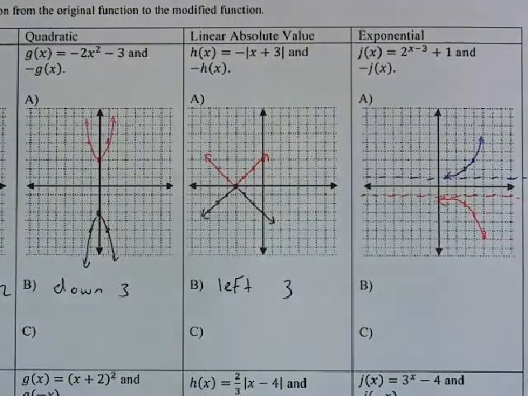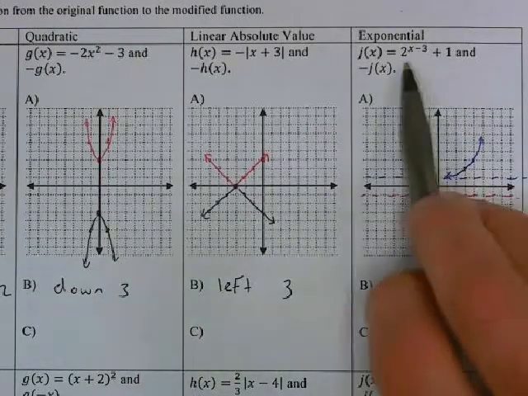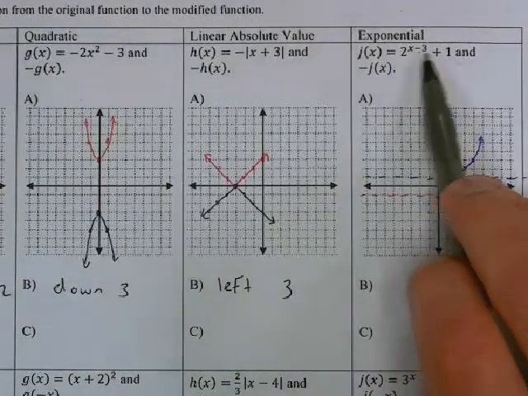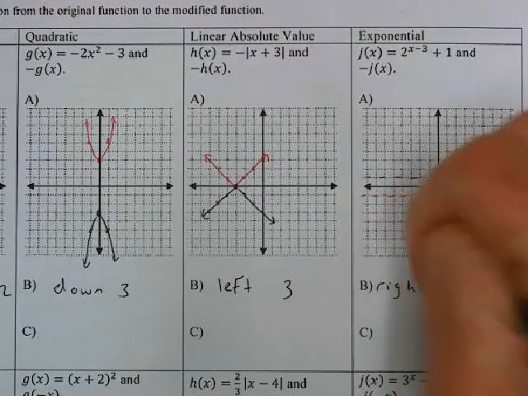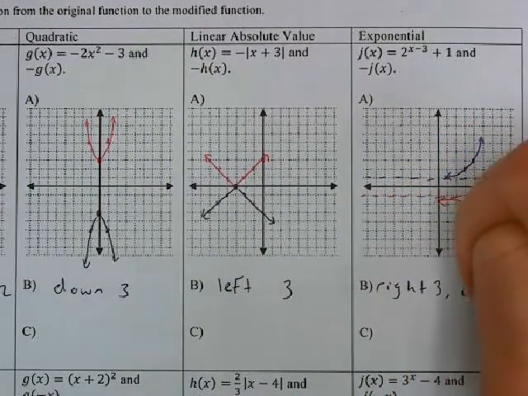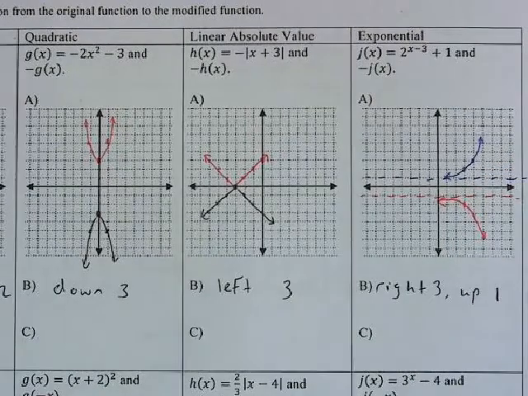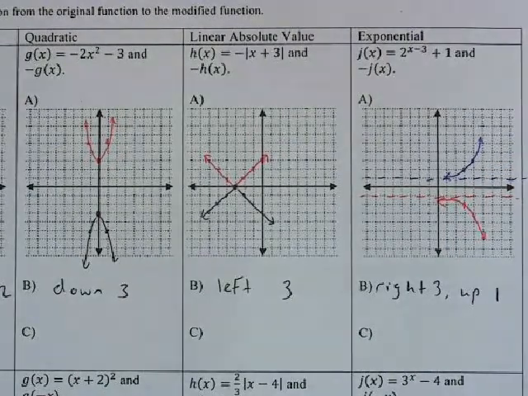Okay. And then part B, well, what was the shift for this graph? Well, we shifted right 3 and up 1. Okay. All right, so there's part B.